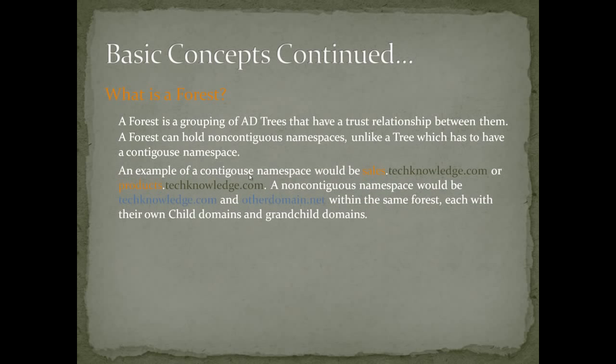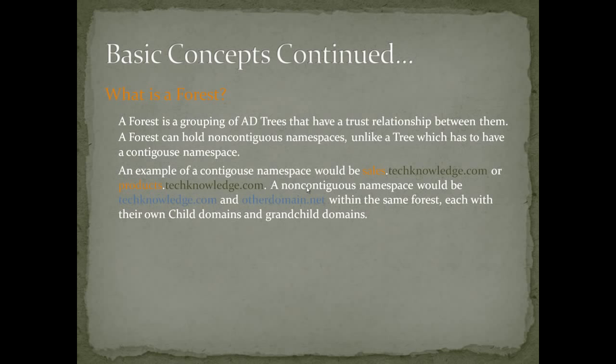And here's a little example. A contiguous namespace would be sales.techknowledge.com or products.techknowledge.com, and a non-contiguous namespace would be techknowledge.com and, let's say, otherdomain.net. So techknowledge.com and otherdomain.net could have a trust between each other, and all that means is that techknowledge.com trusts otherdomain.net, and they can share files and users. Users from otherdomain.net can log into techknowledge.com and vice versa.